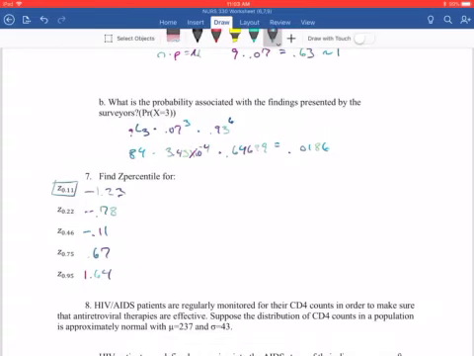Okay, those are pretty easy to find. In the back, just find the number associated and then find the z-score that corresponds to that percentile.